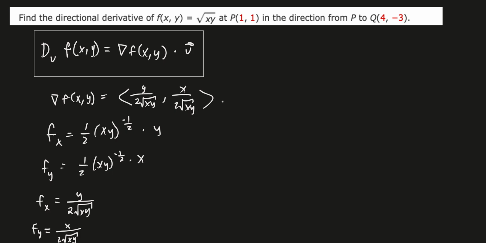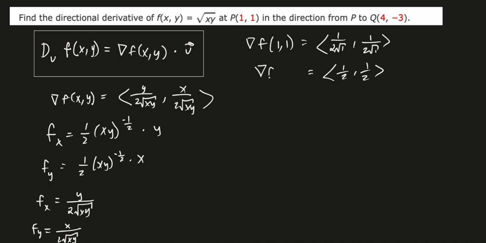Okay, let's go ahead and evaluate it at the point 1, 1. So that's just 1 over 2 root 1, comma 1 over 2 root 1, which is going to be 1 over 2, comma 1 over 2. That's our gradient at the point 1, 1.